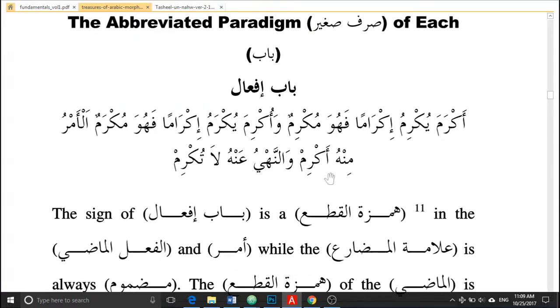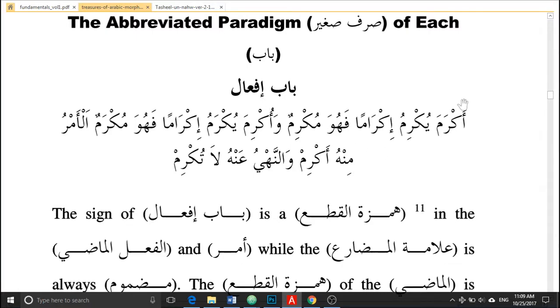Al-amru minhu aqrim. So this is the amr, aqrim. Wa nahyu anhu la tuqrim is the negative amr, la tuqrim. So these are the sarf saghir. So akrama means to be generous.